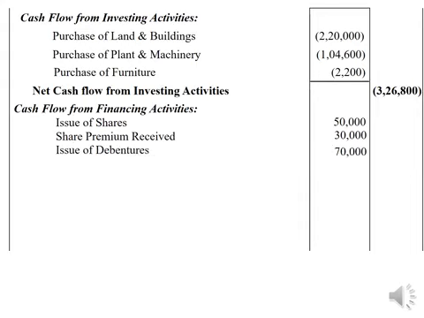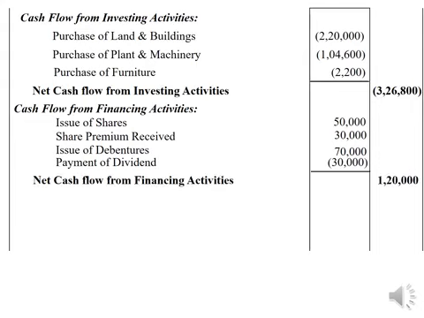Then issue of debentures worth rupees 70,000. Debentures opening balance is nil and closing balance is 70,000. Therefore, it is assumed that 70,000 worth of debentures have been issued during the year for cash and taken under financing activity. Dividend was paid worth rupees 30,000. For this, the proposed dividend account has been prepared. In that we have recorded 30,000 dividends paid during the year. That amount results in outflow of cash under financing activity. Summing up these four items, we get 1,20,000 as net cash flow from financing activities.